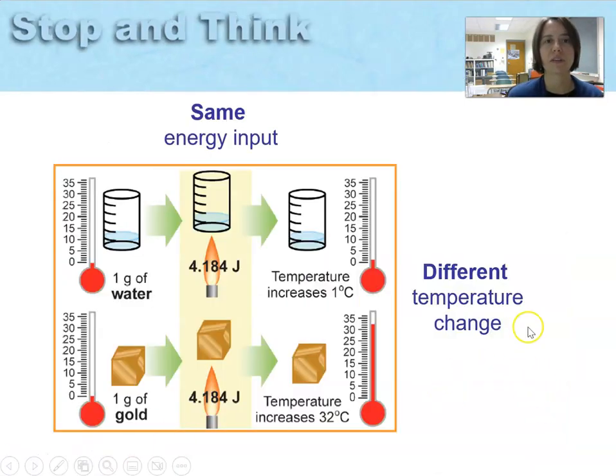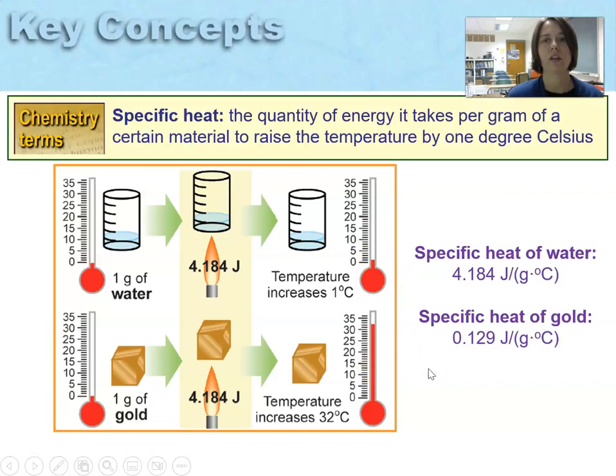Okay, so something to think about. If I have 1 gram of water and I put in 4.184 joules, the temperature is going to increase 1 degree Celsius. But if I have 1 gram of gold and I give it the same amount of heat, the temperature increases by 32 degrees. That's a huge change in temperature. Why does water change so slowly and gold change so quickly? The reason is specific heat. So we're going to be writing that definition in a minute.